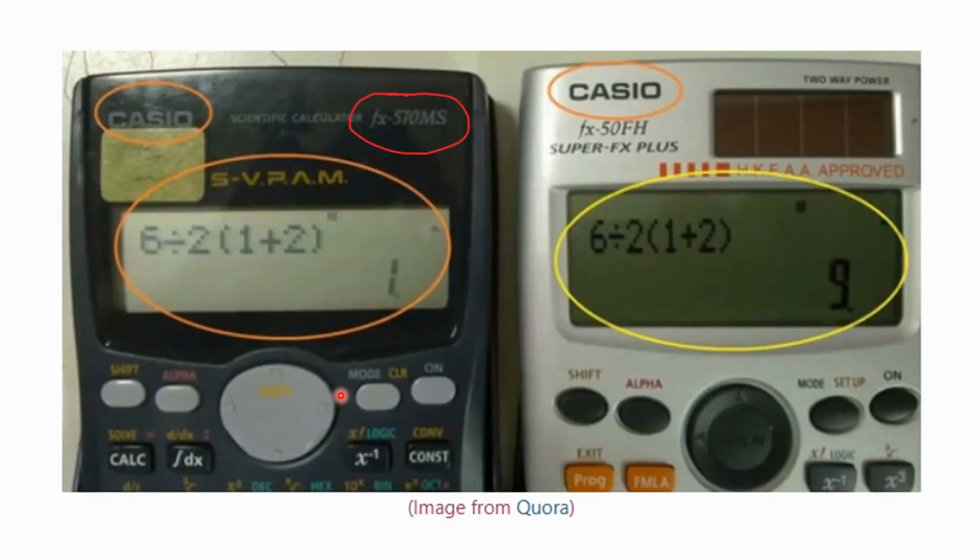So it just depends. Again, here's the FX570MS. They are giving precedence to the implicit multiplication. With the FX50FH, they do not. And it goes along with the interpretations of PEMDAS and BODMAS. When you get into implicit multiplication, you could make the claim that the problem, 100 divided by 4 times the quantity 2 plus 3, is also ambiguous.